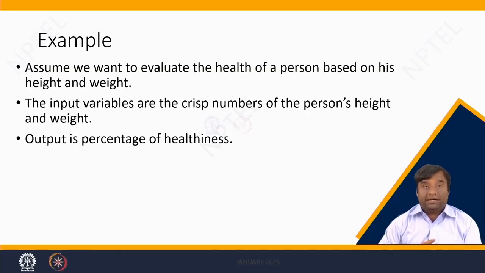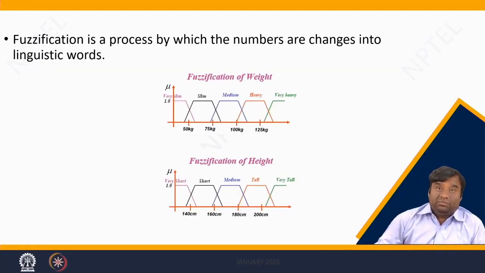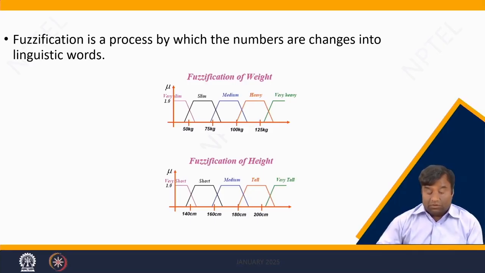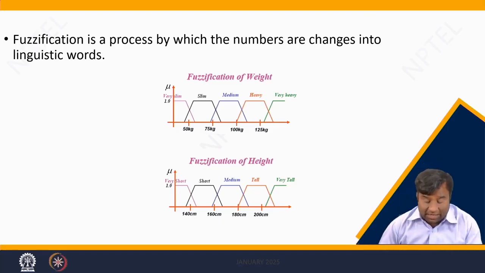The example is that assume we want to evaluate the health of a person based on his height and weight. The input variables are the crisp numbers of the person's height and weight. In output, we will get the percentage of healthiness. Fuzzification is the process by which the numbers are changed into linguistic words. So try to understand that here the fuzzy sets are very slim.